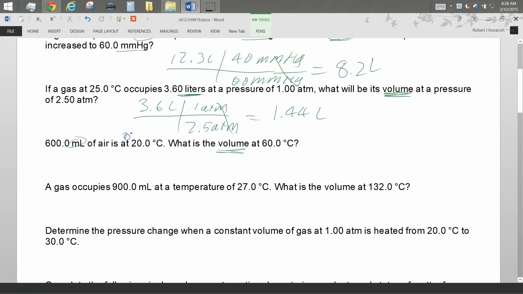So what's the first thing I should do though? Definitely go to Kelvin. So 273 and 273. So I've got 600 milliliters, and I'm going to put my 293 on the bottom. I'm going to put 333 in the numerator. That way I get a bigger number. So 600 times 333 divided by 293. I get 692. No, I don't. 682 milliliters. Okay.